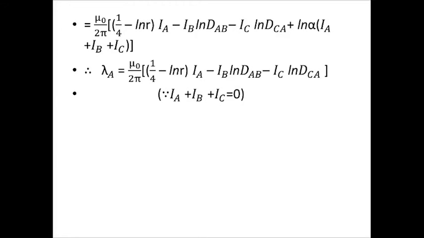Now, again we can combine terms containing log infinity together, so that inside the bracket we will be getting it as IA plus IB plus IC. The expression becomes mu 0 by 2 pi into 1 by 4 minus log R into IA minus IB log DAB minus IC log DCA plus log infinity into IA plus IB plus IC. Now lambda A is equal to mu 0 by 2 pi into 1 by 4 minus log R into IA minus IB log DAB minus IC log DCA. Since IA plus IB plus IC equal to 0, the term containing log infinity becomes 0.